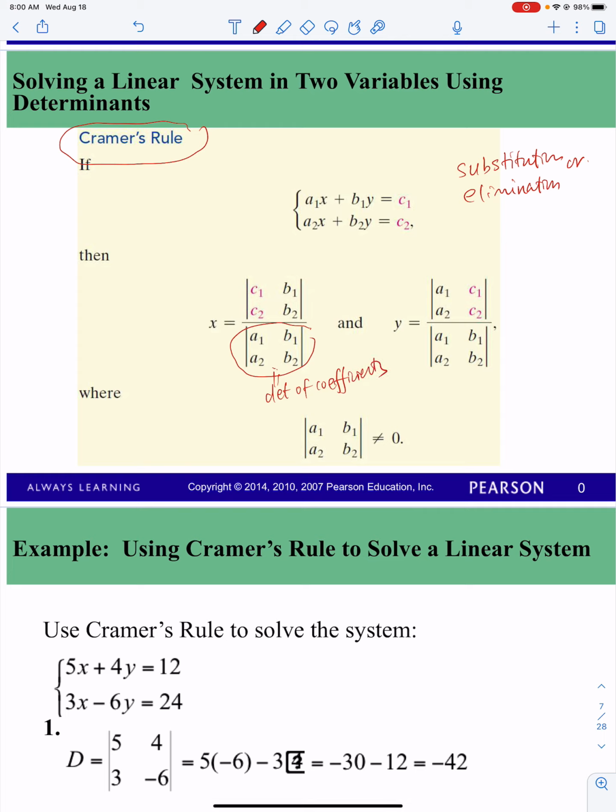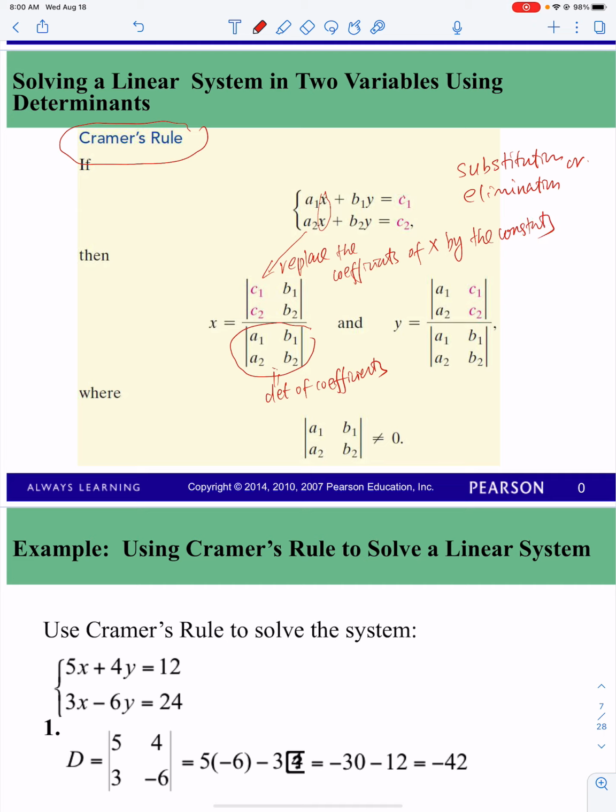Then what happens here? If you want to find the x value, what will you do? You replace the coefficient of x by the constant.